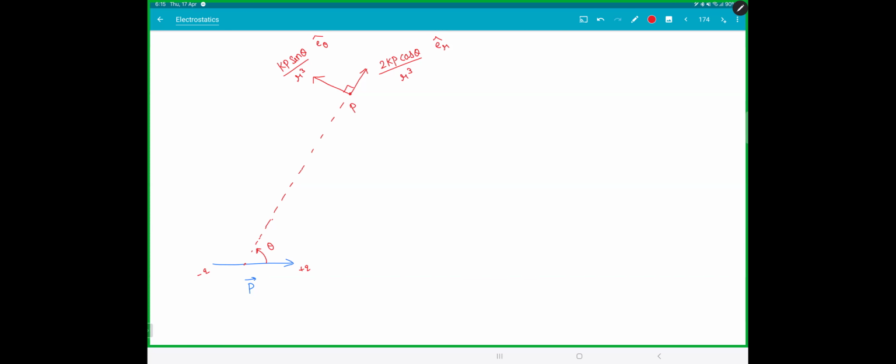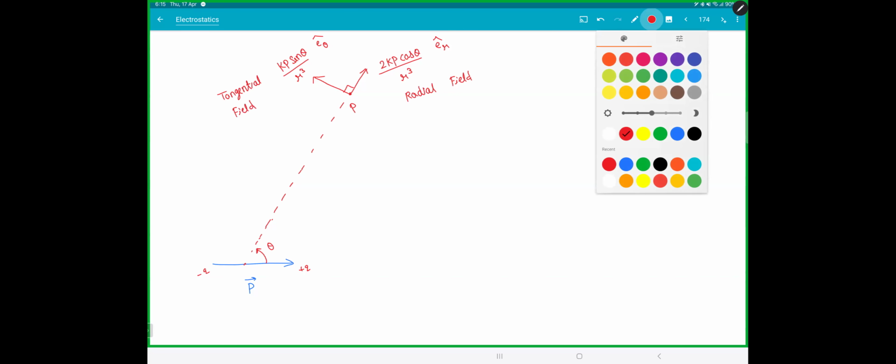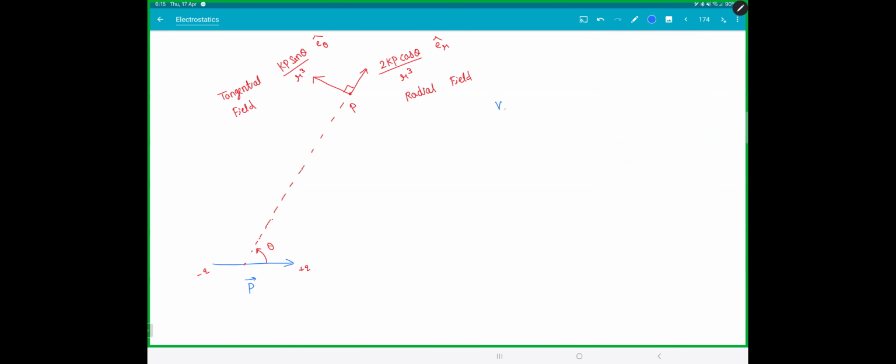So at that point, these are the two fields here. This is called a radial field, and er cap is the denotation for that radial direction. This is your tangential field. So potential at point P will be kp cos theta by r square.